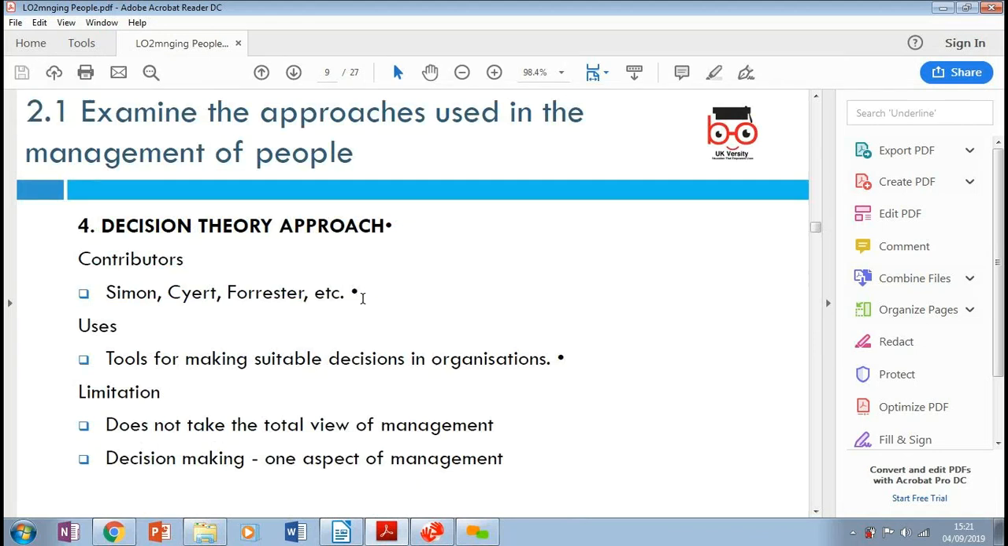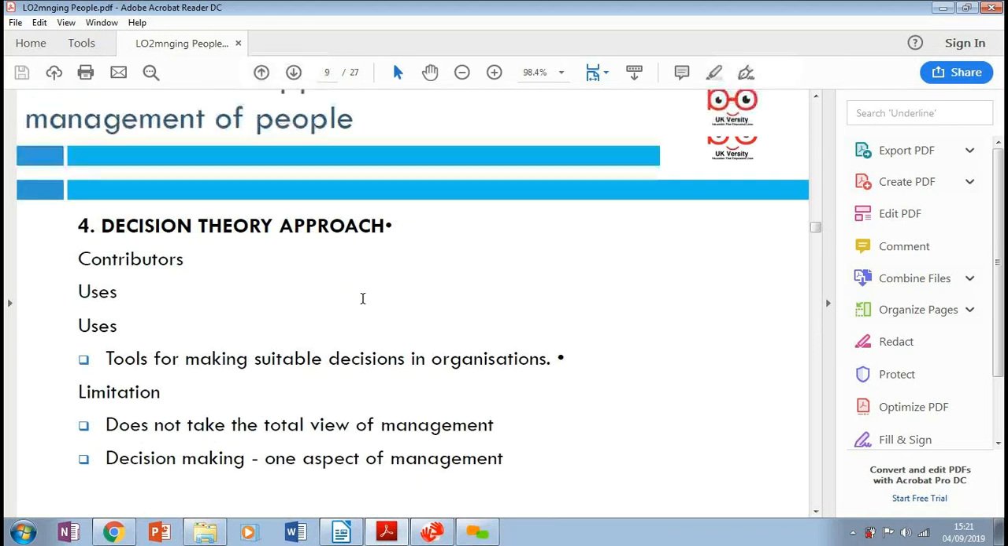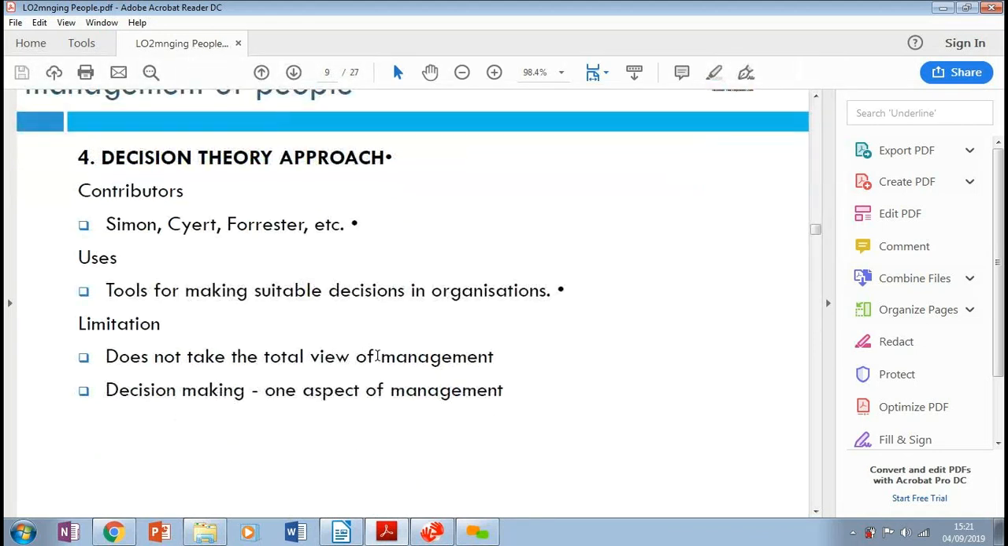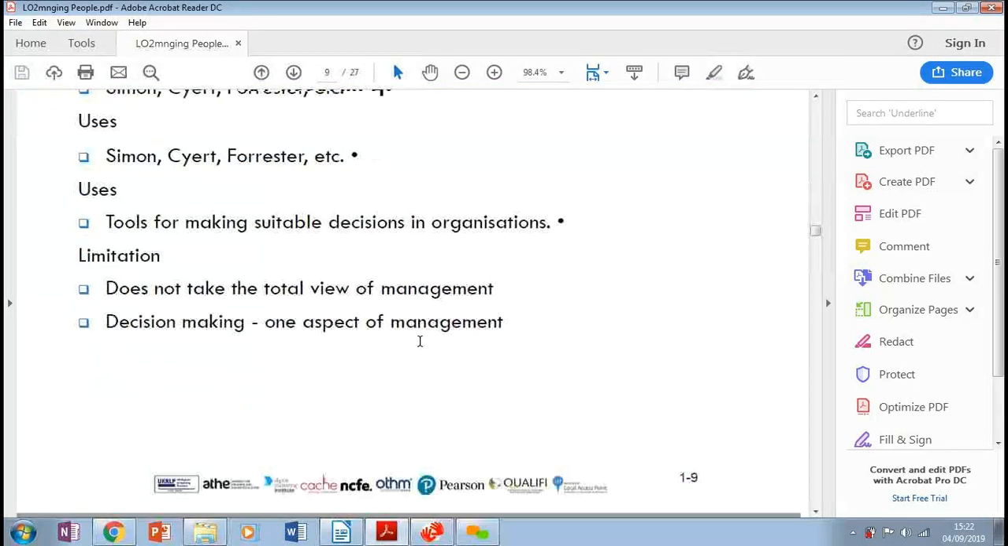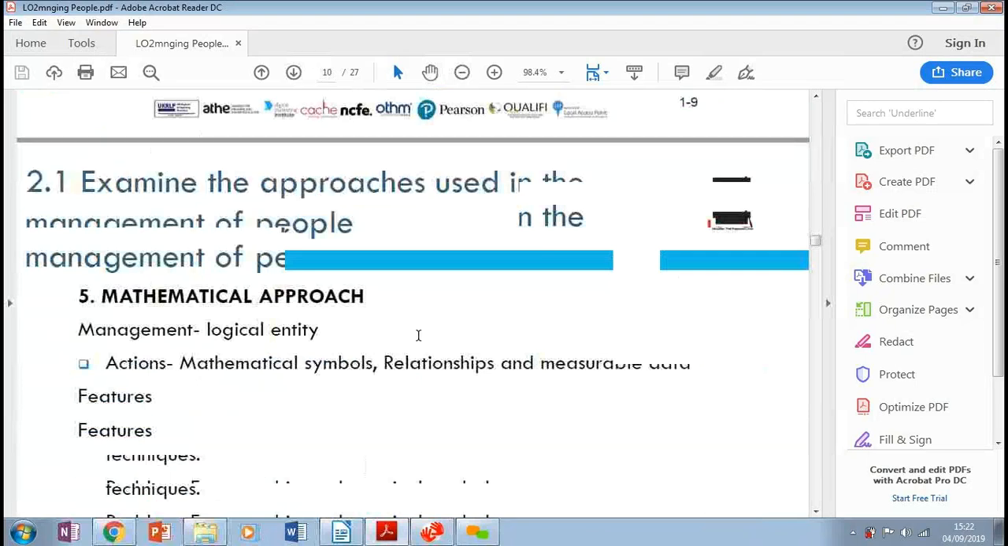People who follow it, there's not much support for this approach, by the way. It ignores conflict, for example. That's an obvious one, which you always find in organisations. It does not take the total view of management. That is to say, there are other managers there who might be equally as good, and they might not have the same decisions. That's conflict, really. So it's a weakness. There's a good criticism of that.